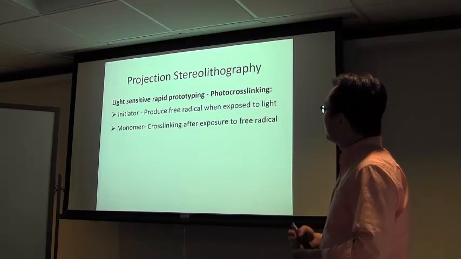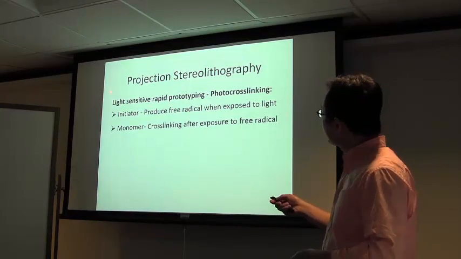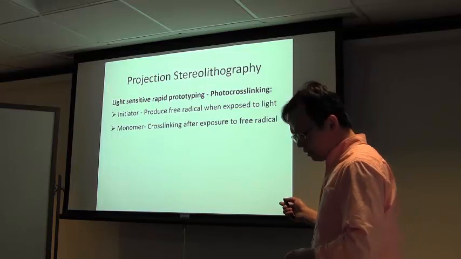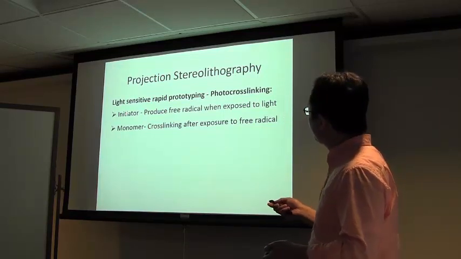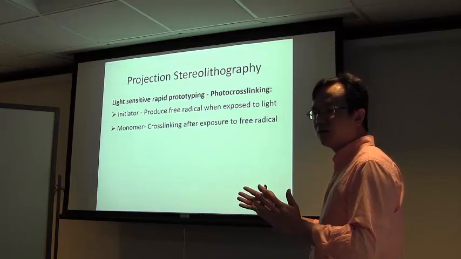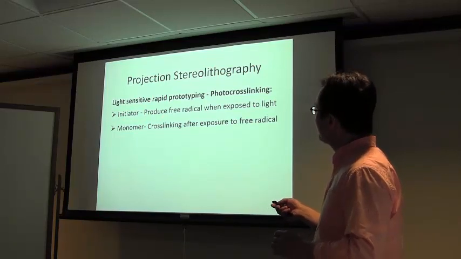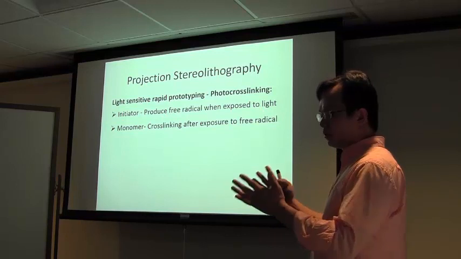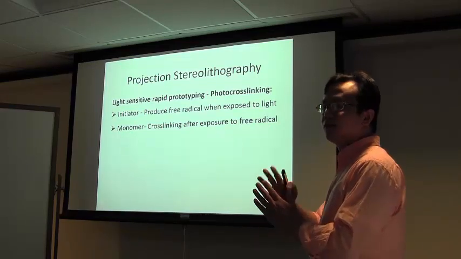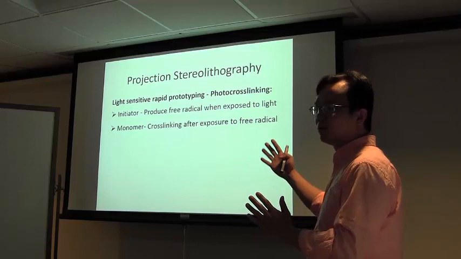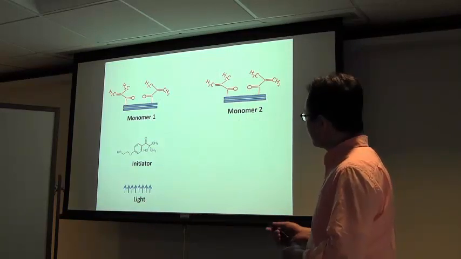I'm going to talk about the principle of the method because it's very important to guide how you use the technology. The technology is based on photo cross-linking, which means you use light to do the phase transition, for example from powder to solid or from liquid to solid. Two things are important. The first is the initiator. It produces free radicals when exposed to light. Then the free radicals cross-link the monomer into polymer, a phase transition from small molecules to giant molecules, from liquid to solid. These cartoons show the process of photo cross-linking.